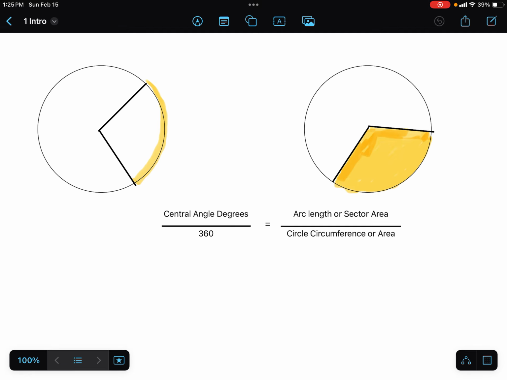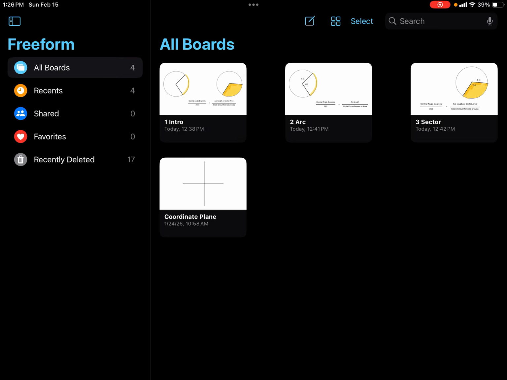So in both fractions, it's a part over whole situation. The central angle degrees are part of the entire 360. The arc length or sector area is part of the entire circumference or area of the circle. The left fraction deals with degrees. The right fraction deals with either inches or square inches or whatever unit you're using. So I want to show you how this works in each situation.